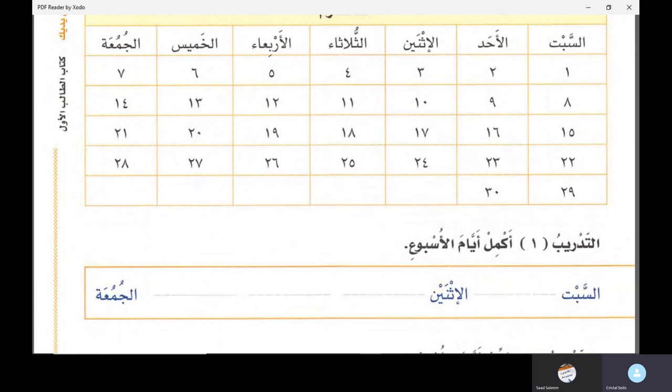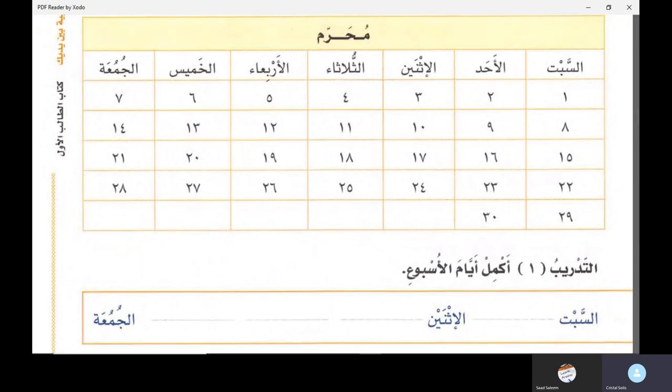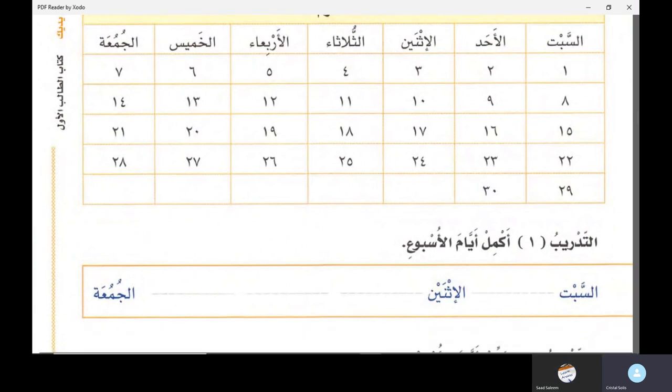I'm sorry, what did you say? You're cutting out. Complete it. Okay. So you can take help from the previous one. Okay. As-Sabt, so it's Saturday. Good. Al-Ahad, Sunday. Al-Ithnayn, Monday. Ath-Thulatha, Tuesday. Al-Arbi'a, Wednesday. Al-Khamis, Thursday. Al-Jumu'ah, Friday.